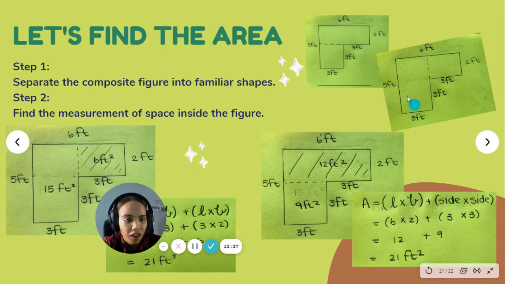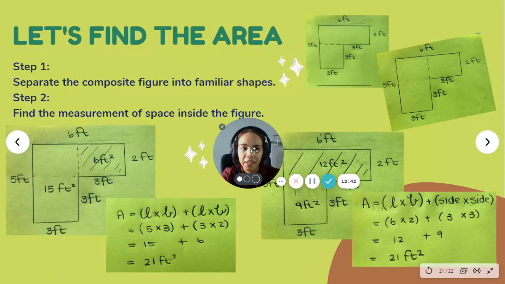So if I start with this, with the 2 rectangles, area will be length times breadth plus length times breadth. So 5 times 3 is 15, and 3 times 2 is 6. 15 plus 6 is 21. So you put the 2 together.